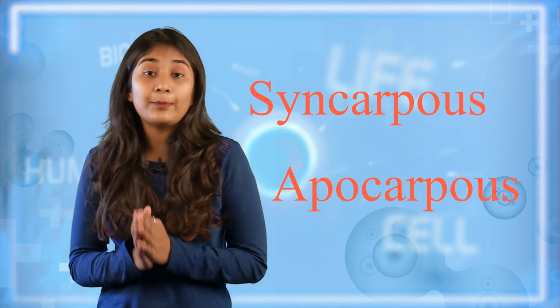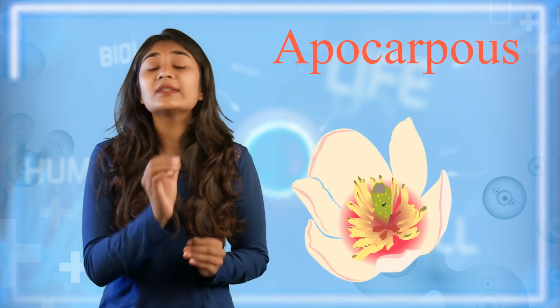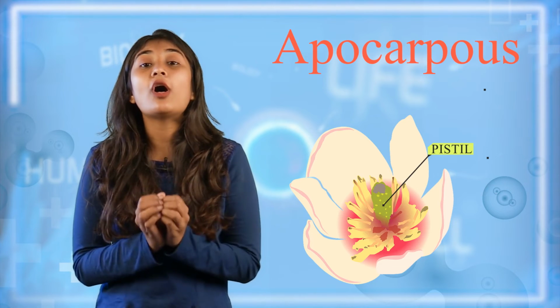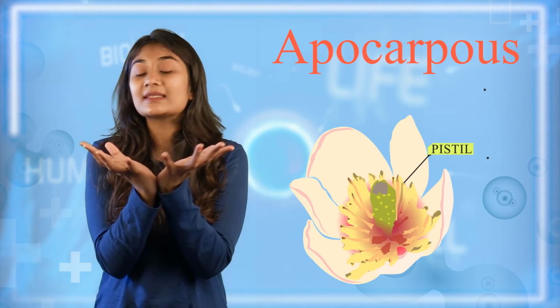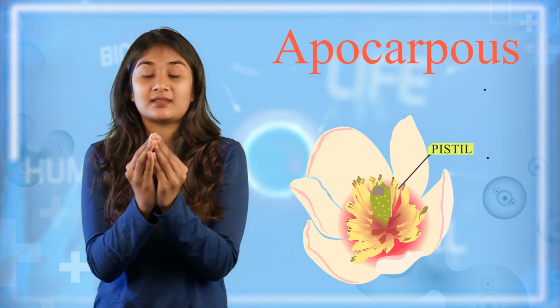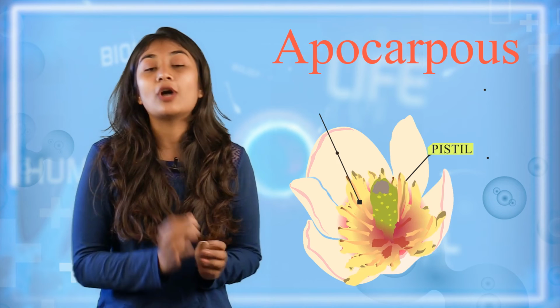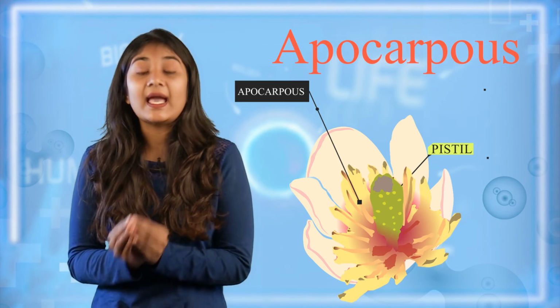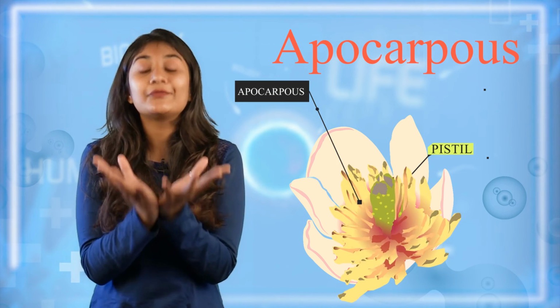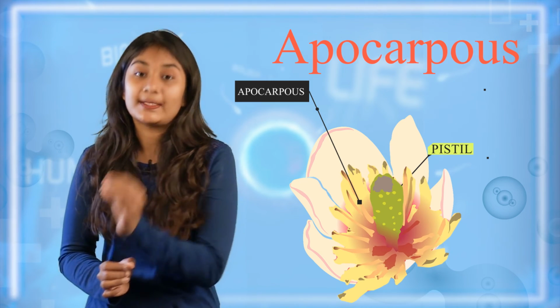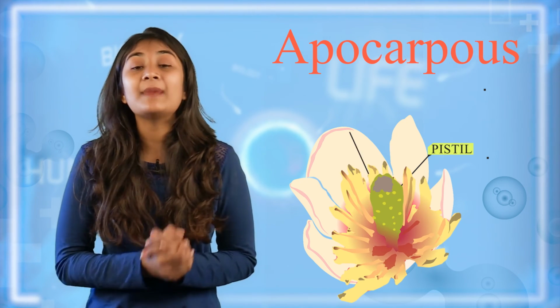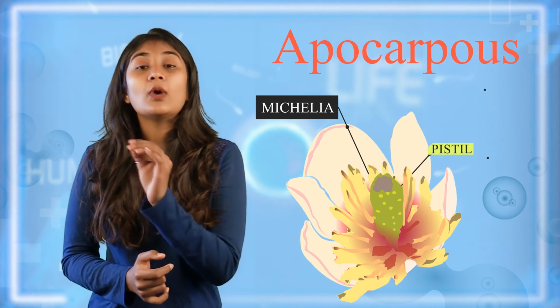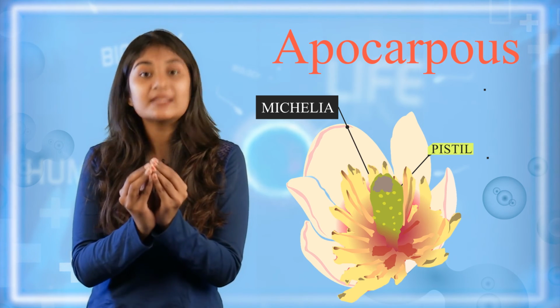So what is apocarpous? When there are more than one pistil present and all of them are free, that is, they are all scattered and not closed. So when they are free, they are called apocarpous. Now, when there are more than one pistil and they are open, that is, they are free, it is called apocarpous. You can see this in the plant Michelia. What happens is, all their carpels are free.